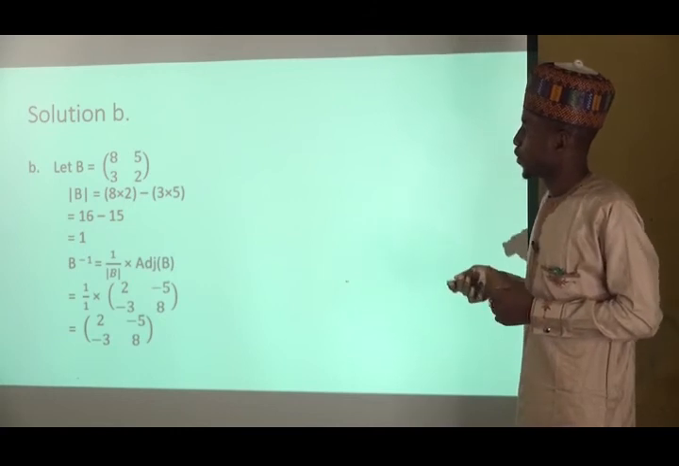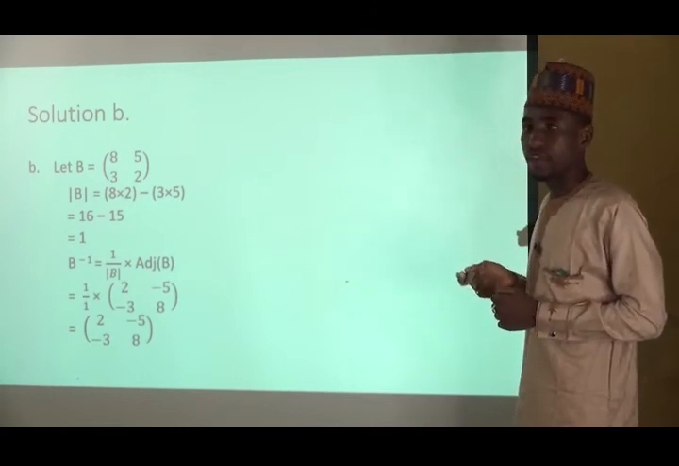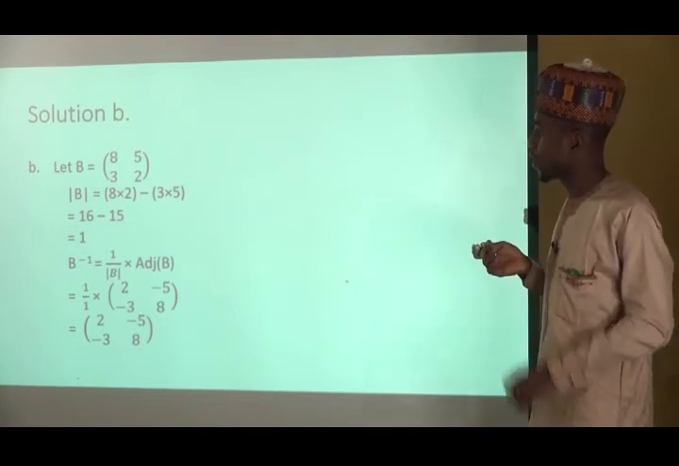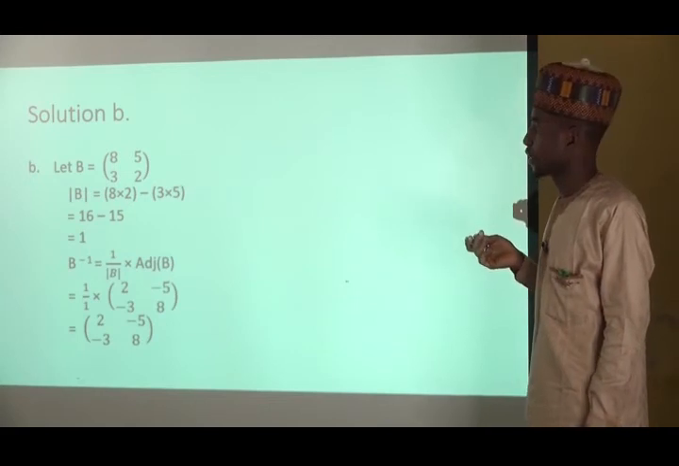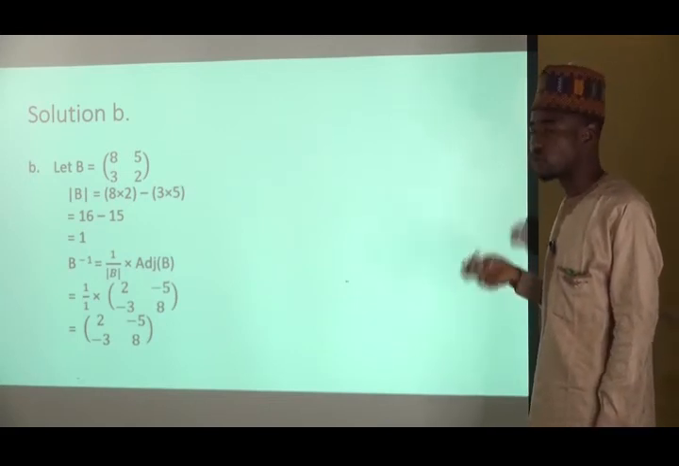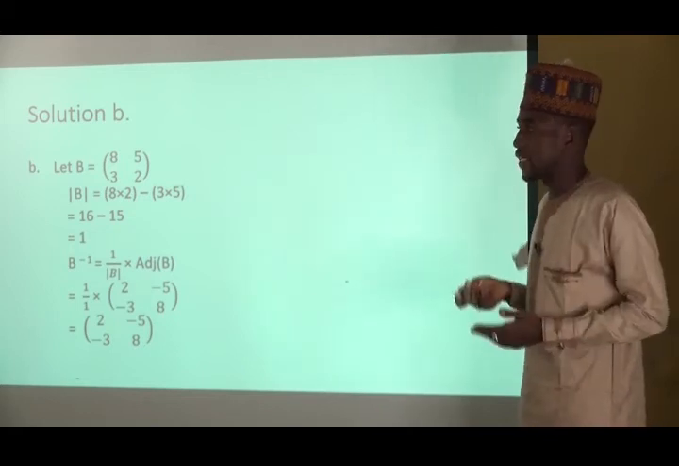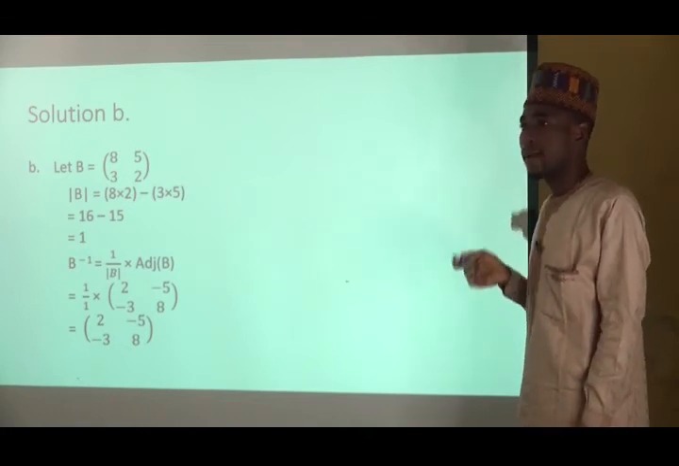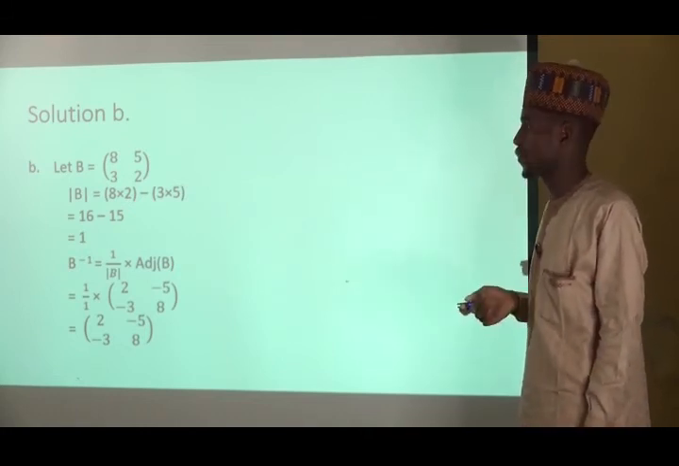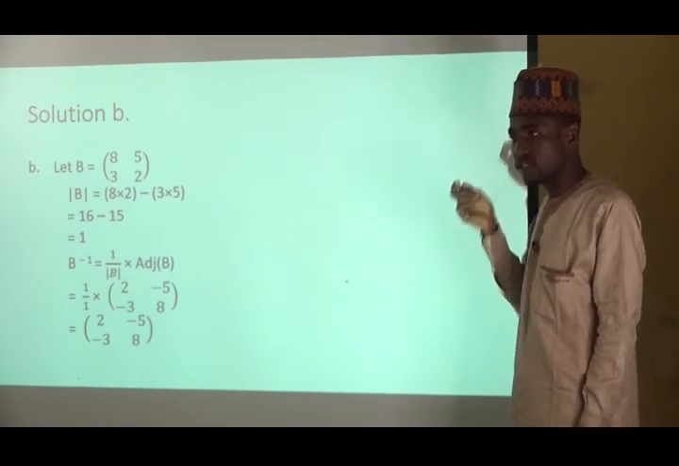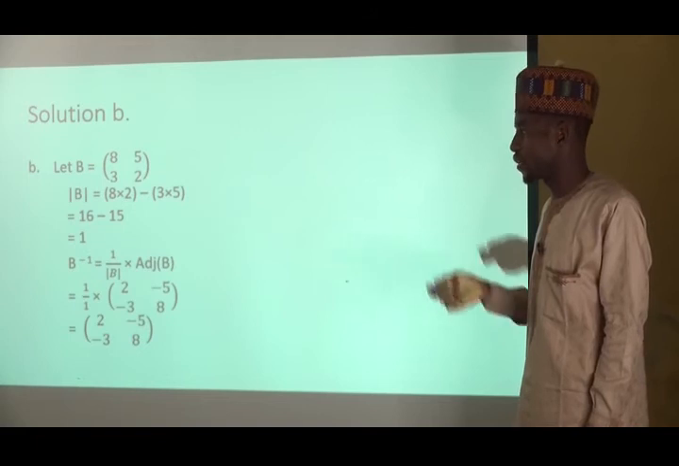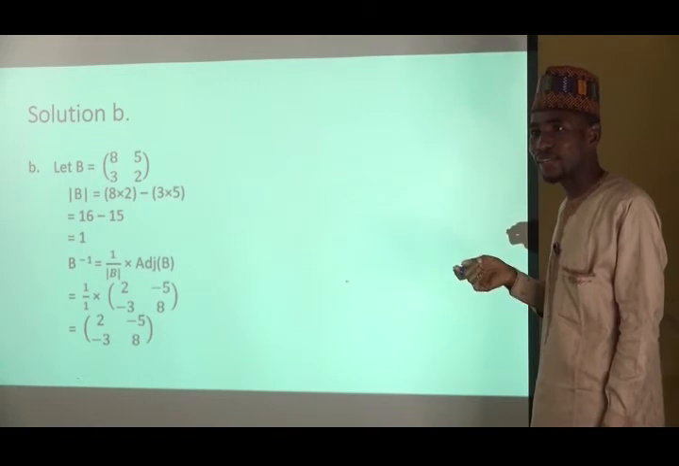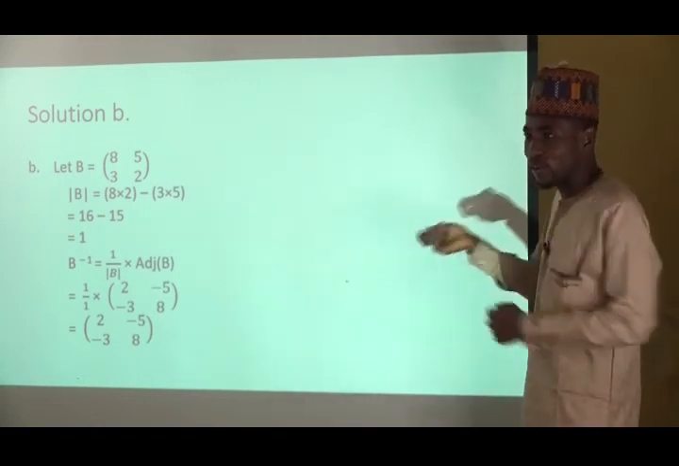For B, we said let B be a matrix with rows of elements. In the first row we have 8 and 5, second row 3 and 2. Now we first evaluate the determinant of the given matrix. That is 8 times 2 minus 3 times 5. 8 times 2 is 16. 3 times 5 is 15. When you subtract 16 minus 15, you will have 1. So therefore, this matrix has an inverse.